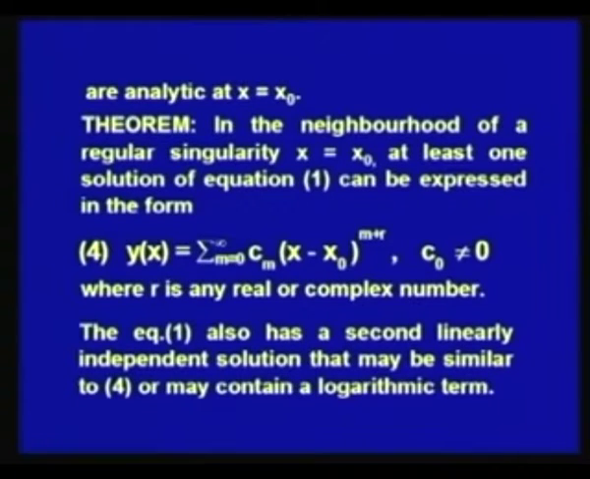This theorem is given by Frobenius. It says that in the neighborhood of a regular singular point at x equal to x naught, at least one solution of the differential equation 1 can be expressed in the form y(x) equal to sigma m equal to 0 to infinity Cm (x minus x naught) to the power m plus r, where C naught is not equal to 0 and r is any real or complex number. The equation 1 also has a second linearly independent solution that may be similar to the solution 4, or it may contain a logarithmic term.